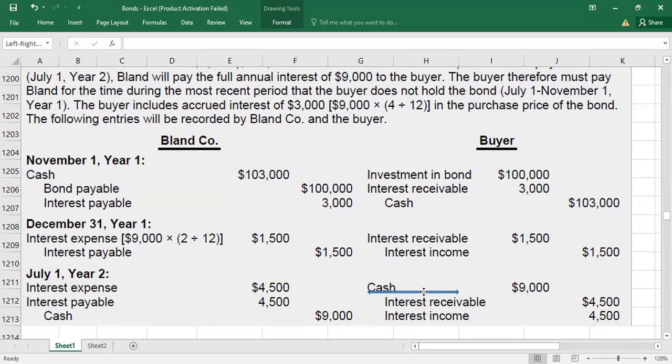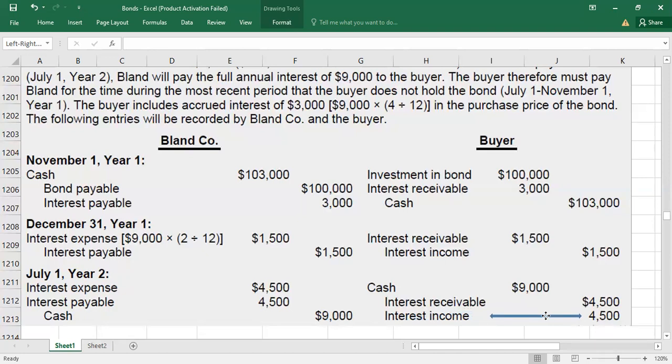Now at the date when you actually receive the interest, which is July 1 year 2, you will make debit cash 9,000, because you will receive 9,000. Credit will go to interest receivable 4,500. From where did you get this? Because you have interest receivable here with 3,000, and you also have interest receivable at the end of the period with 1,500. So total is 4,500. Now you will credit the interest receivable 4,500, and credit will go to interest income. This income is for the period from January of year 2 till 30th June of year 2. So you will record the interest income in the second year for the 6 months.